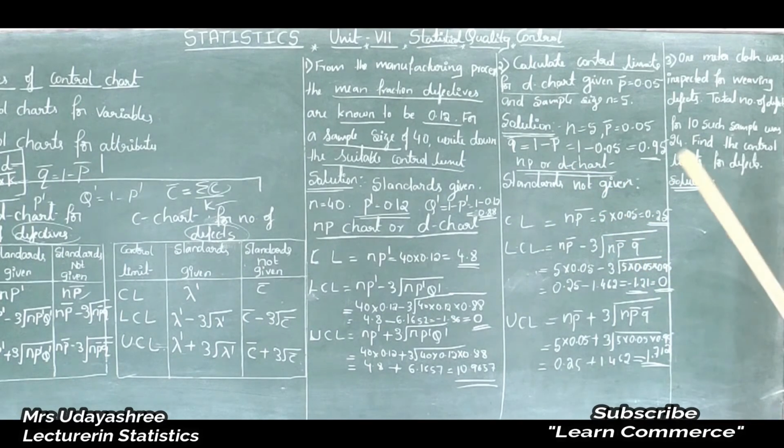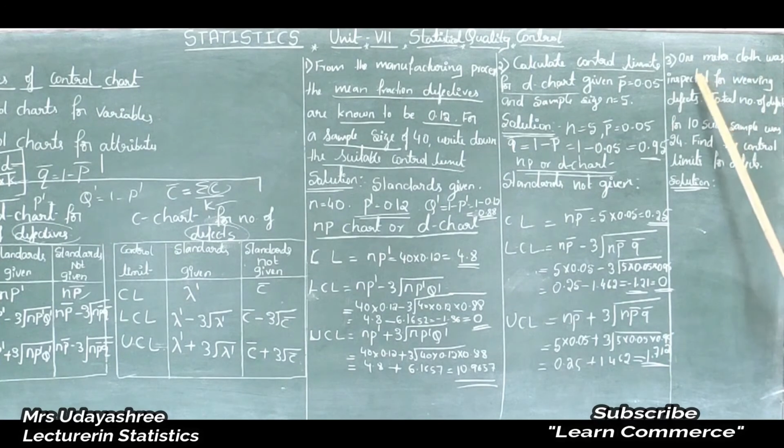So here problem number 3 is: 1 meter cloth was inspected for weaving defects. The total number of defects in 10 such samples was 24. Find the control limits for defects. See, this problem is based on defects. Defects in the sense what? That is the C chart.